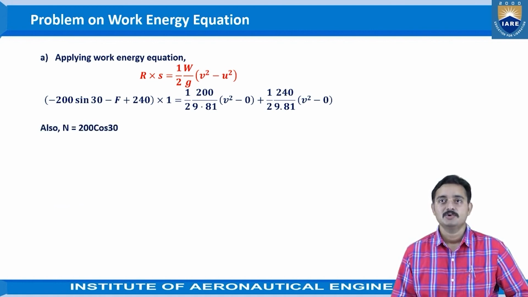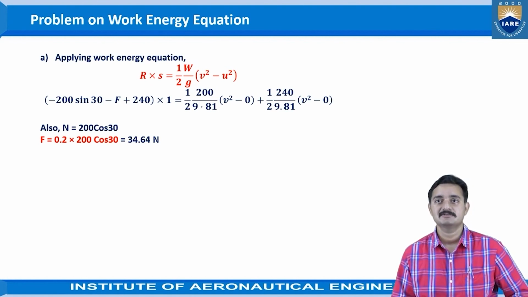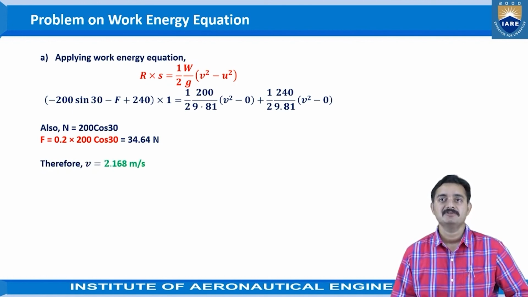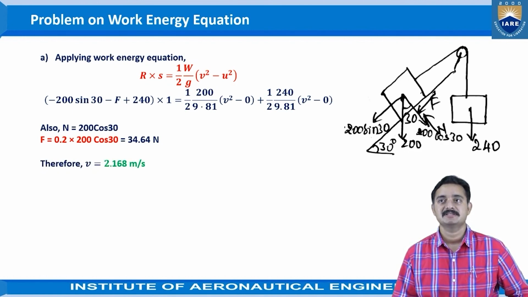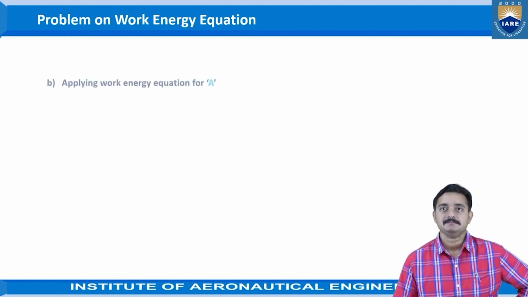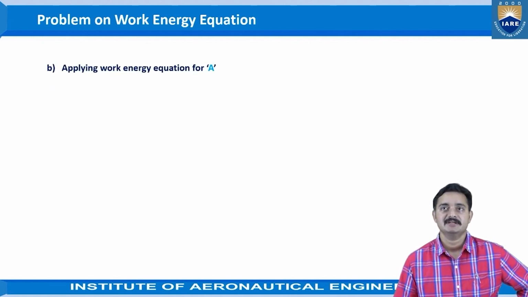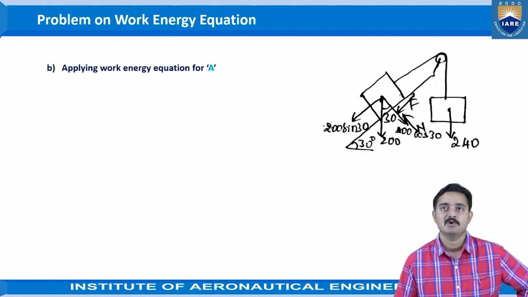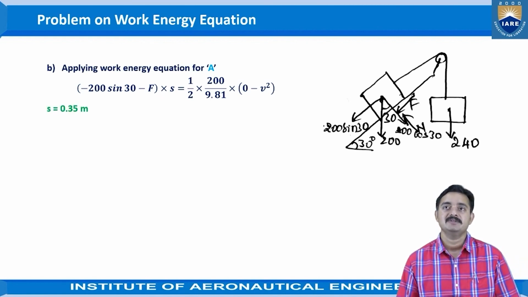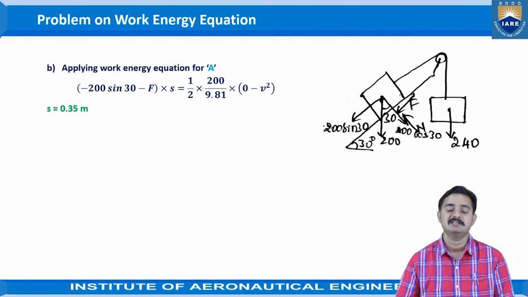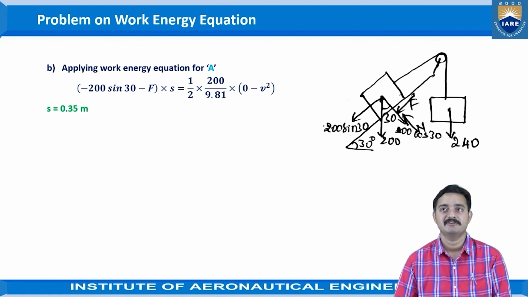Also, N is equal to 200 cos 30. From the figure we can obtain this. So F is equal to 0.2 into 200 cos 30, that is equal to 34.64 newtons. Therefore, V is equal to 2.168 meters per second. Now applying the work energy equation for body A alone, we get minus 200 sine 30 minus F into S is equal to 1 by 2 into 200 by 9.81 into (0 minus V square). If we simplify this equation, we obtain the value of the distance S as 0.35 meters.